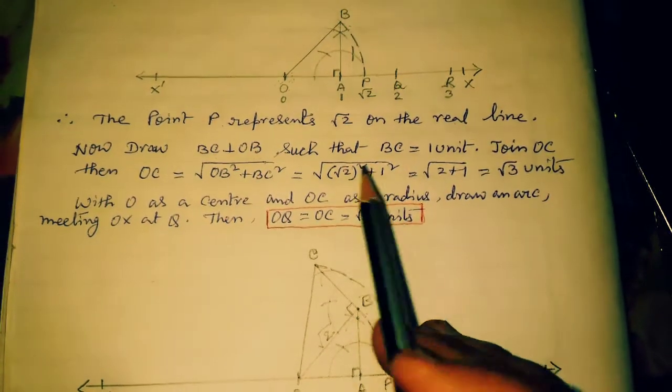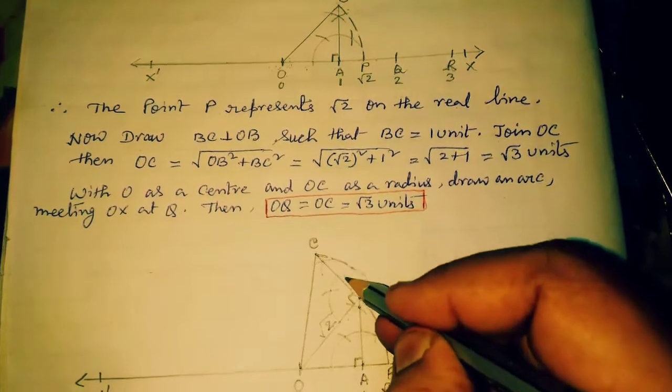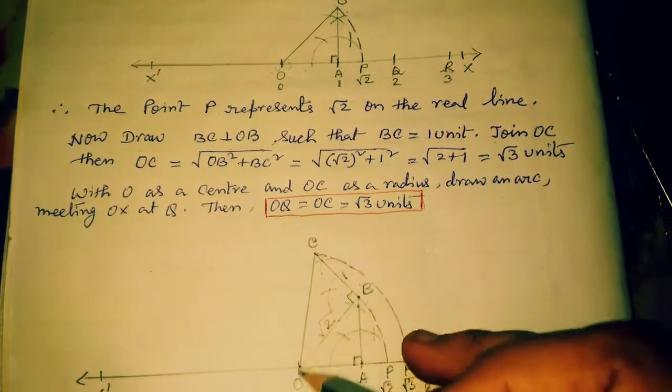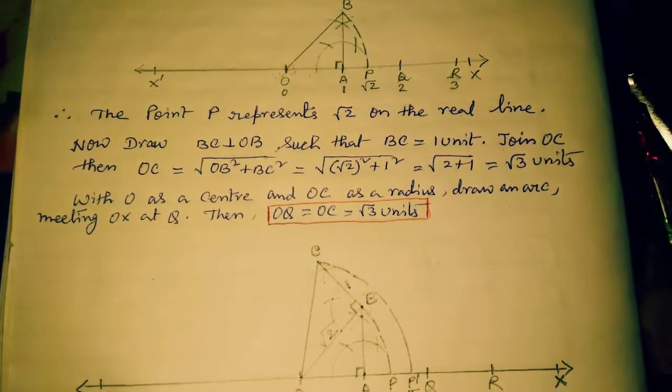Clear? And such that BC is 1 unit. Here we'll take BC as 1 unit, and join OC with the help of a scale. So BC as 1 unit, that means we will draw a perpendicular.